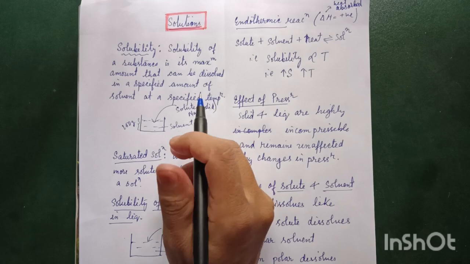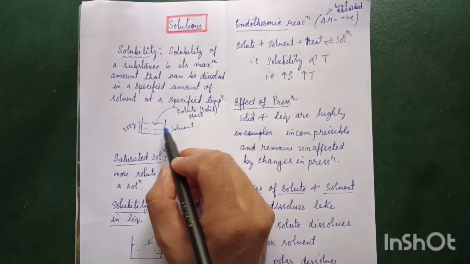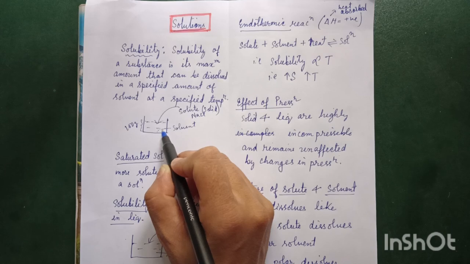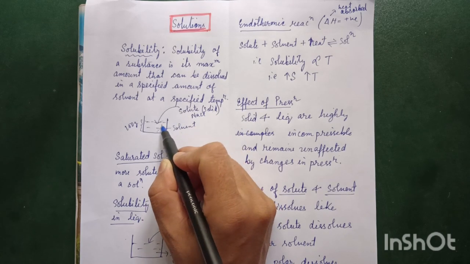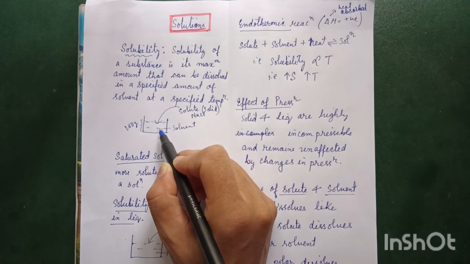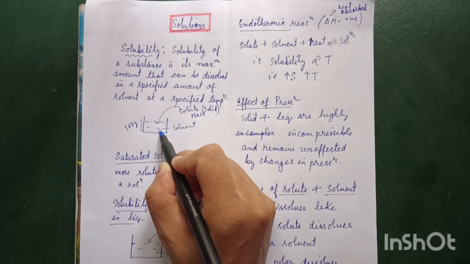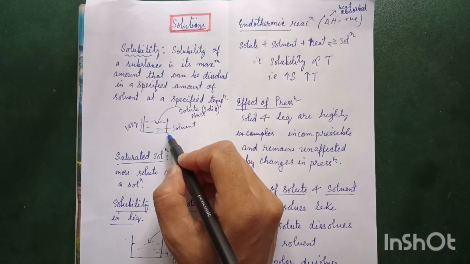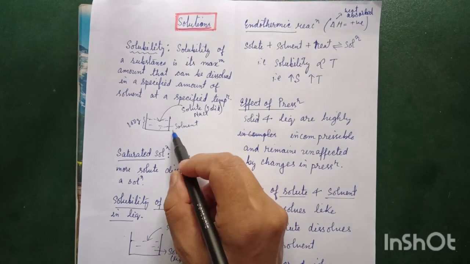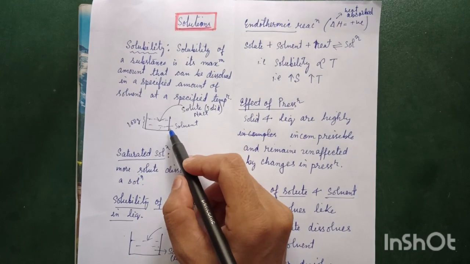Then after a certain addition, there will be a time where your NaCl does not dissolve anymore in the liquid. If you add it again and again, at a certain time you will find that no more NaCl will dissolve in this solvent. At that condition, that is called your saturated solution. That means when no more solute dissolves in the solution, that is called your saturated solution.